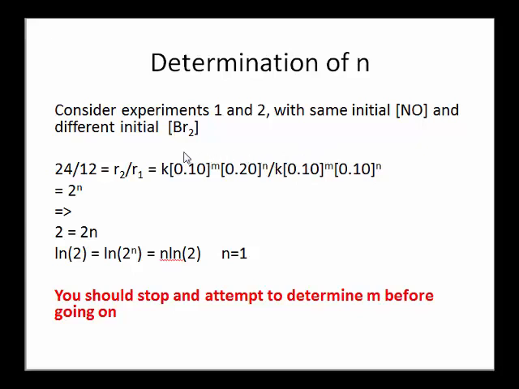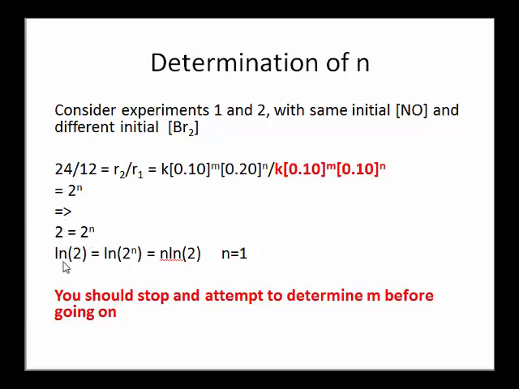In other words, in the numerator of this expression we have the rate for reaction 2, from plugging into the rate law. And in the denominator, we have the rate of reaction 1. In this expression, k cancels, 0.1 to the n cancels, and we end up dividing 0.2 to the n by 0.1 to the n, which is simply 2 to the n. Alright, this means that 24 over 12, which is 2, will be equal to 2 to the n.